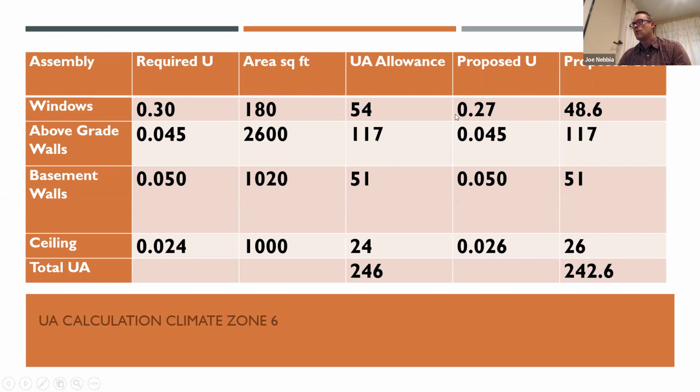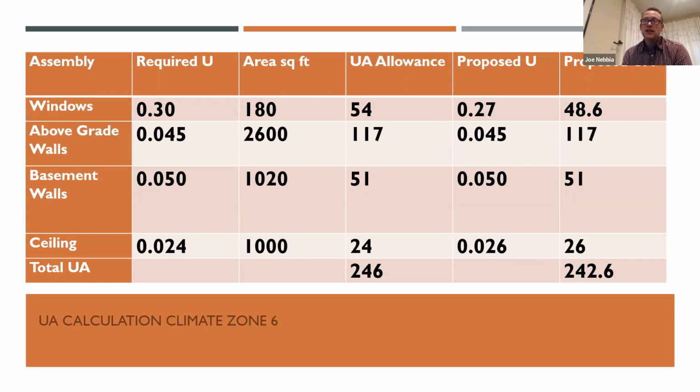So you can see here in this very simple example of a UA calculation, what I needed to do was change my windows and get a slightly better window, still a very available window. And I was able to change from an R60, which I wasn't used to in the attic, to an R49, which I am used to because that's been code for a while. So not advocating you trade off your attic insulation with your windows. That's an example of what you can do using the UA compliance path.